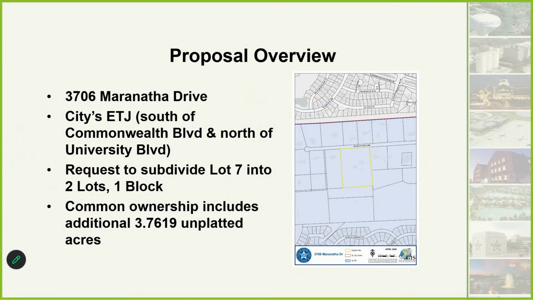Okay. So the proposal is for property that's located in the city's ETJ, located at 3706 Maranatha Drive. This property is located south of Commonwealth Boulevard and north of University Boulevard. The request came in as a plat, and the plat is to subdivide Lot 7 into 2 lots and 1 block in Maranatha Farms subdivision. The property, in addition to Lot 7, does have an additional 3.7 unplatted acres under common ownership of about 9.4 acres.